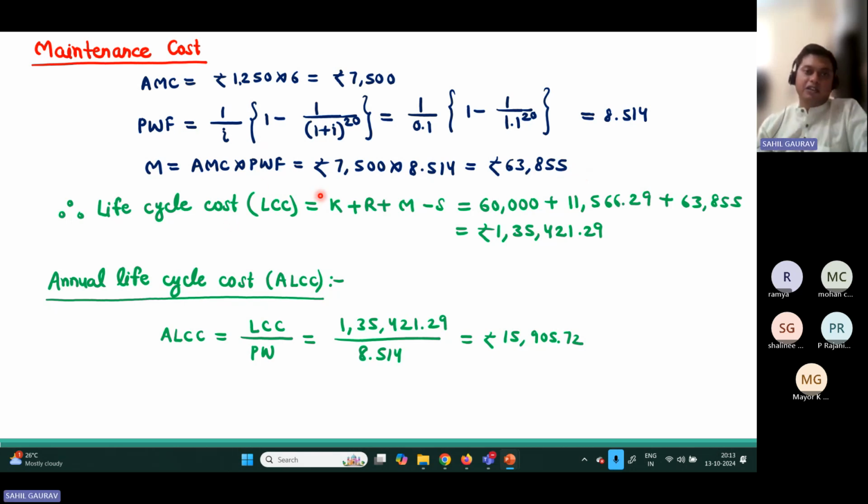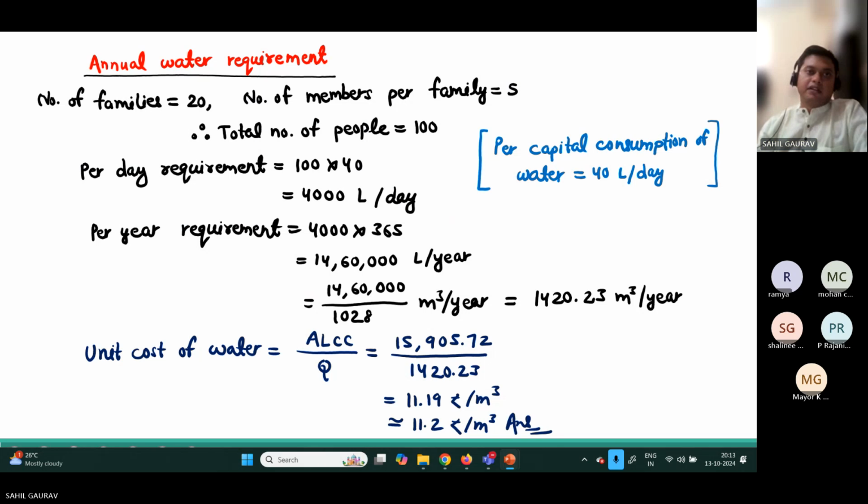Now the life cycle cost will be K plus R plus M minus S. S is 0. So therefore it is 1,30,421.29. And the annual life cycle cost is how much money you will need to provide each year. So it will be divided by the present worth factor. So it will be 15,905.72. Now to find the unit cost of water, you have to find the per year requirement in meter cube. So the number of families is 20, and the number of members per family is 5.